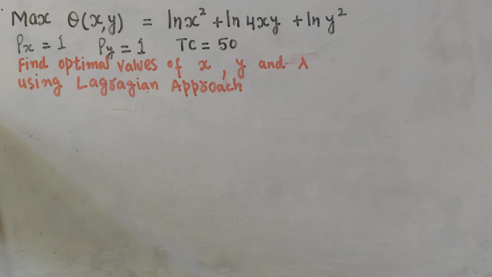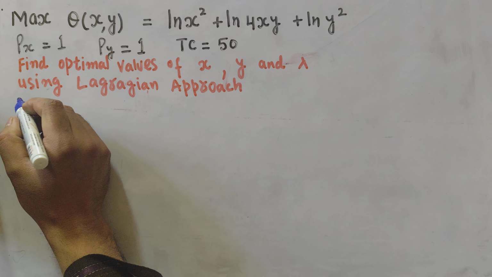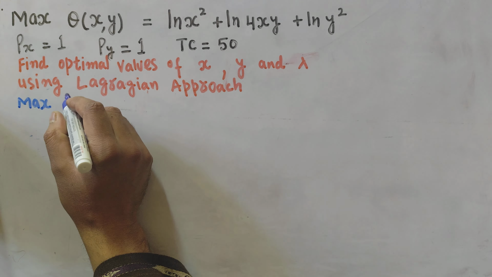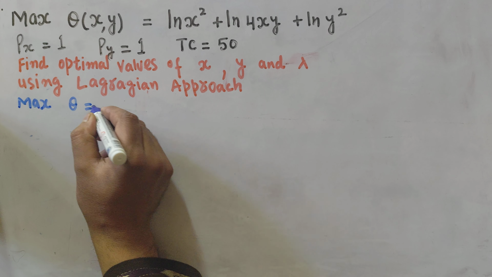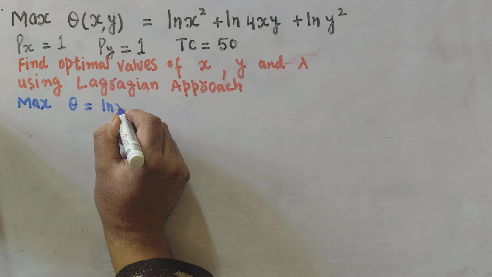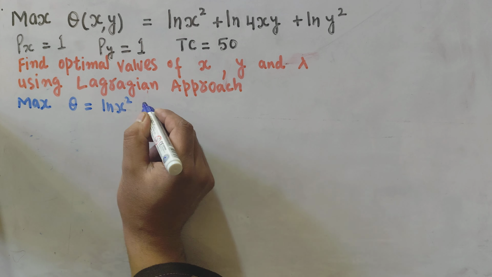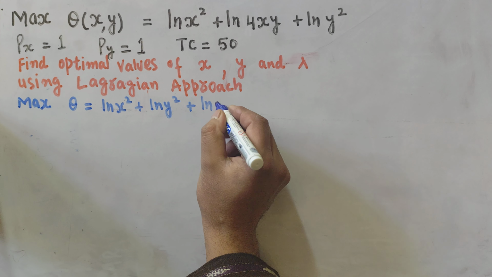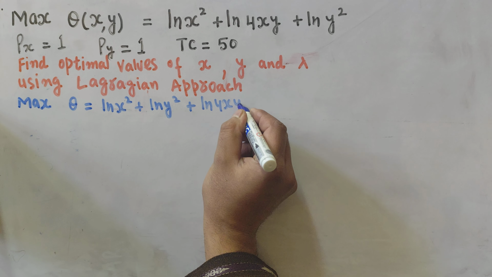Okay. So what is our endeavor here? We want to maximize the given production function, that is Q is equal to ln of x square plus ln of y square, then plus ln of 4xy.